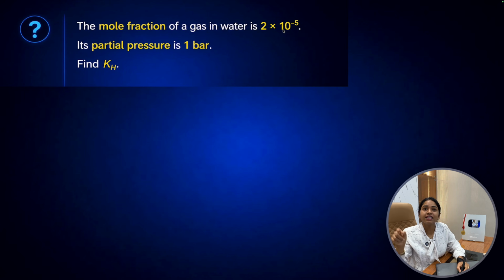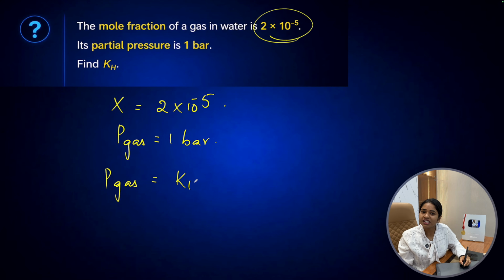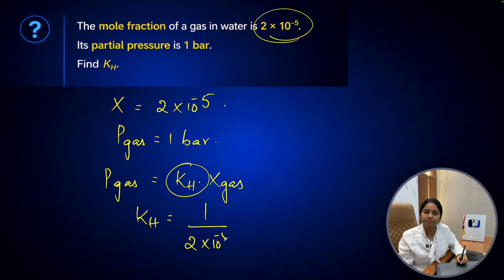Now see this question. Mole fraction of a gas in water is given as 2 into 10 power of minus 5. Partial pressure of the gas is given as 1 bar. Can you find KH? How to find? Pressure of gas is equal to KH into mole fraction of gas. KH they are asking us to find. Pressure is 1 bar. Mole fraction of gas is 2 into 10 power of minus 5. 1 by 2 is 0.5 into 10 power of 5. 0.5 we can write as 5 by 10. Then it will be, how much, students? It is 10 power of, 5 by 10.